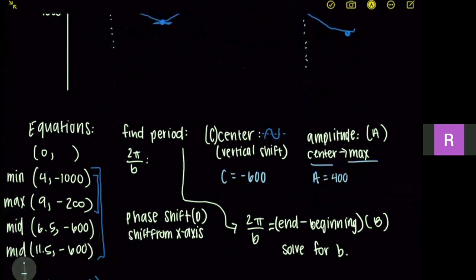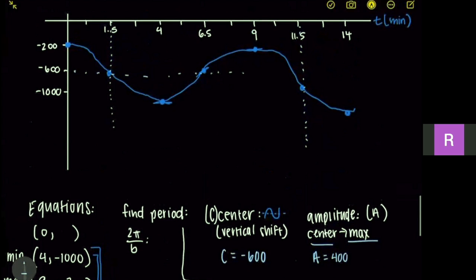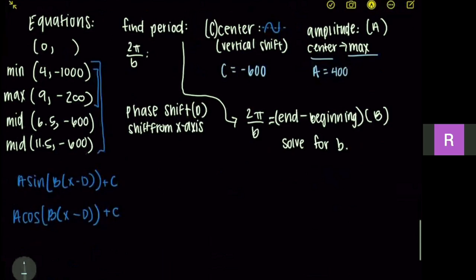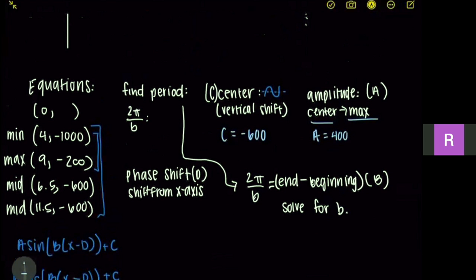So we can find our phase shift D, which is the shift over from the x-axis. So we have from the x-axis here to right here. So that's going to be 1.5. We have that our phase shift D here is equal to 1.5. And also just keep in mind that these equations are not unique. There's a lot of different equations that you can have that represent the same function.